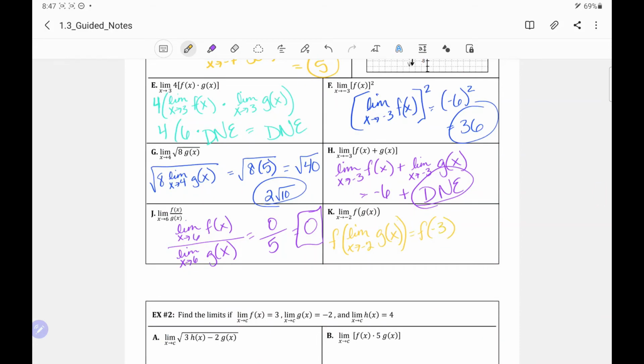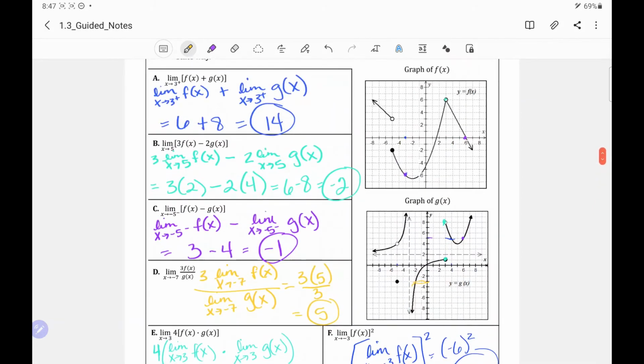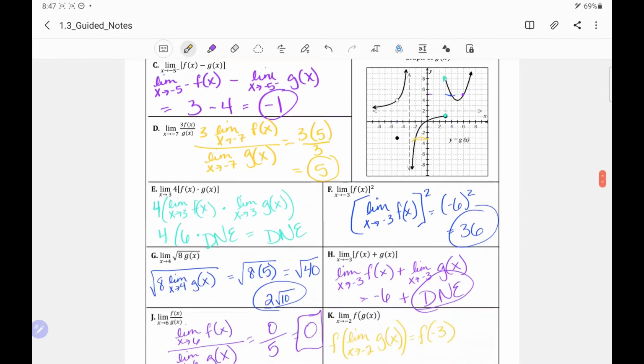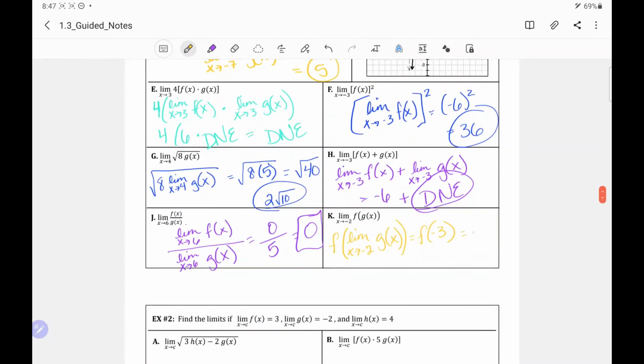f of negative 3, well, we come back up here. f of negative 3 is negative 6, so the answer is just negative 6. So notice what we did there. We took the limit as x goes to negative 2 of g of x, and then we evaluated what is f of negative 3. Okay, and the answer is negative 6.